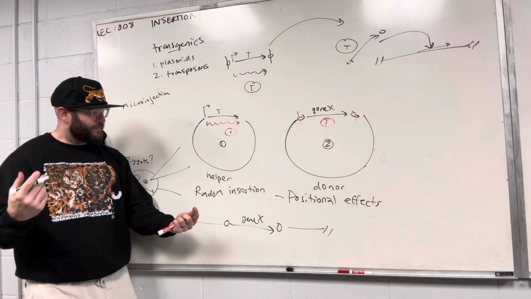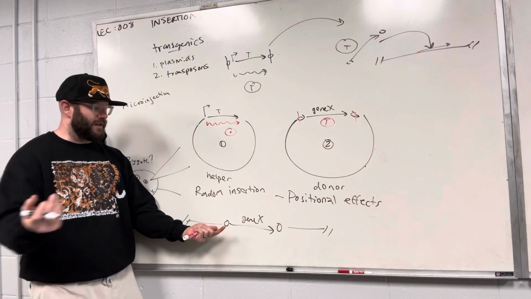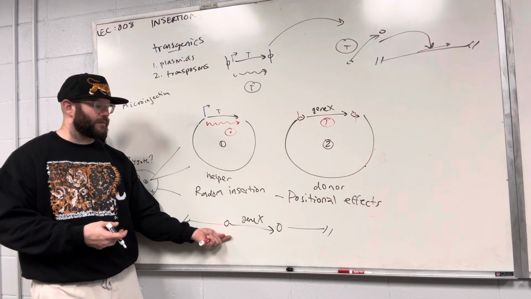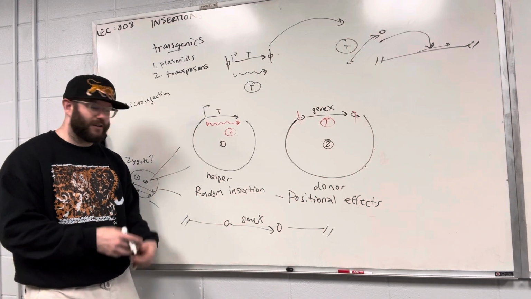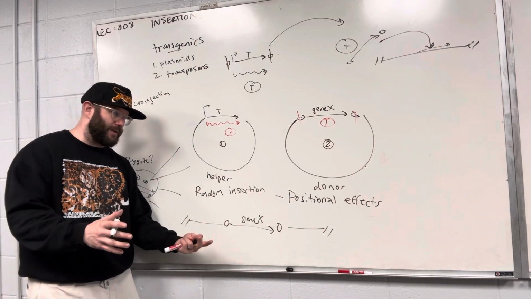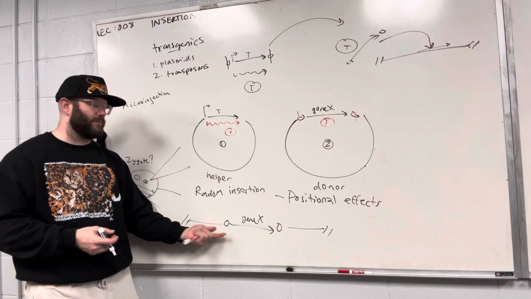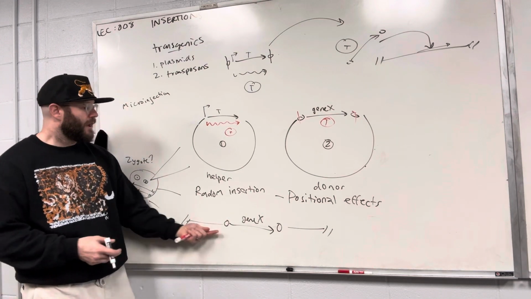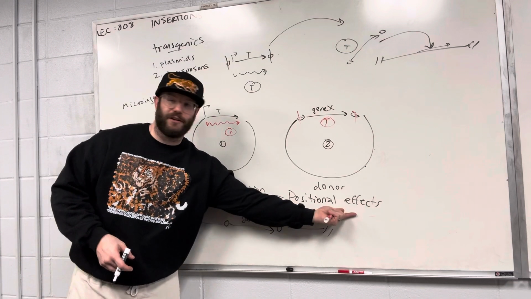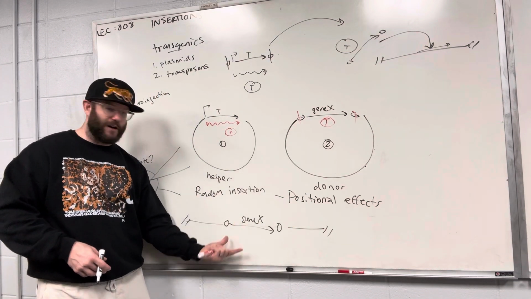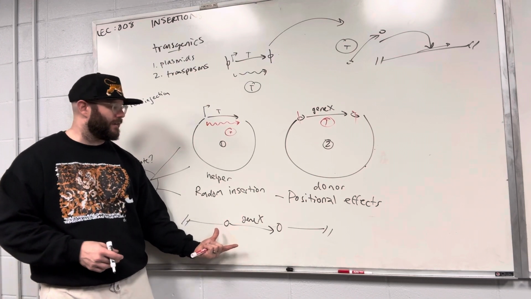So if your transposon inserts into heterochromatin, do you think you're going to get good expression or bad expression? Bad expression. You'll get low expression. In contrast, if your gene X inserts into euchromatin, which is loose, open, transcribed chromatin, you might get really good transcription. So that's one example of a positional effect. Depending on where your gene inserted, you get better or worse expression.